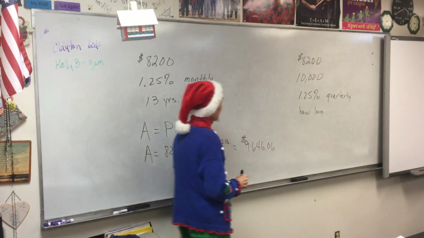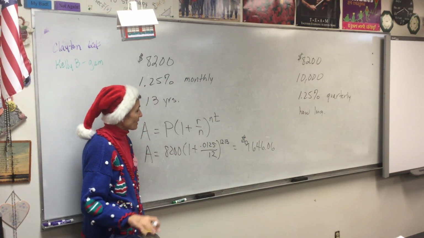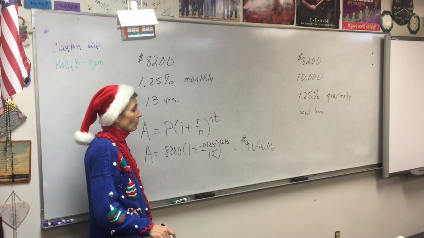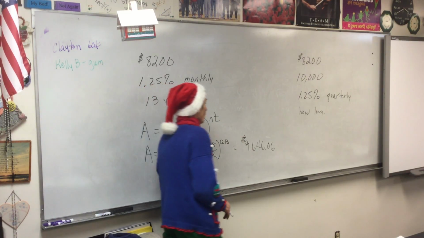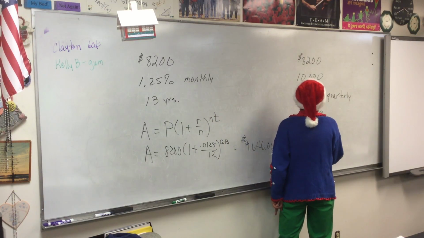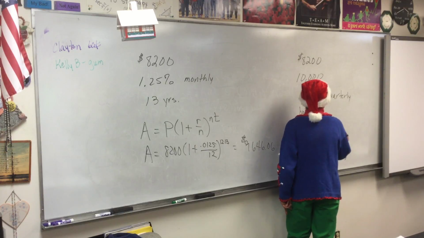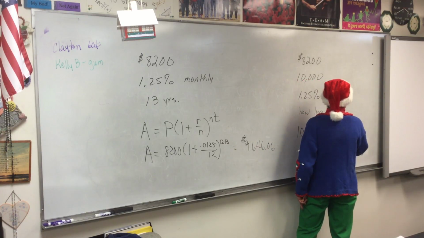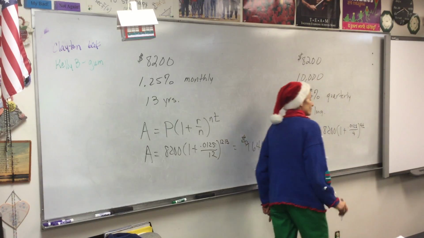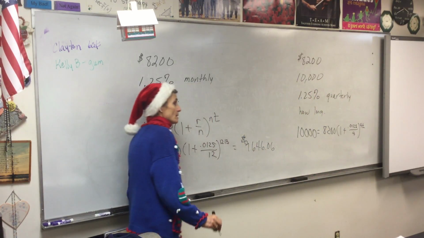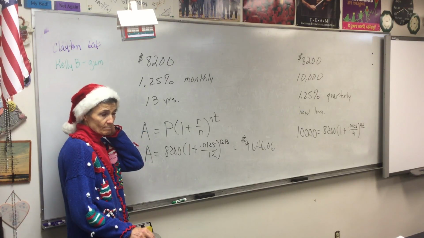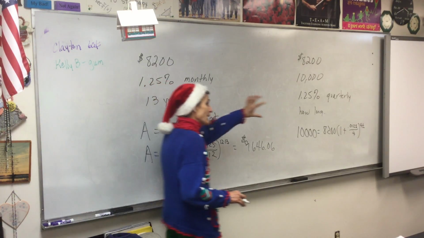So I'm going to put in 8,200. I want to end up with 10,000. I've got that interest rate compounded quarterly, and how long is it going to take? Well, now you see, same formula, but your variable is in a different spot. Now your variable is up high. It's an exponent. So when your variable is an exponent, you know you're going to need logarithms, because that's the only way to pull it down.